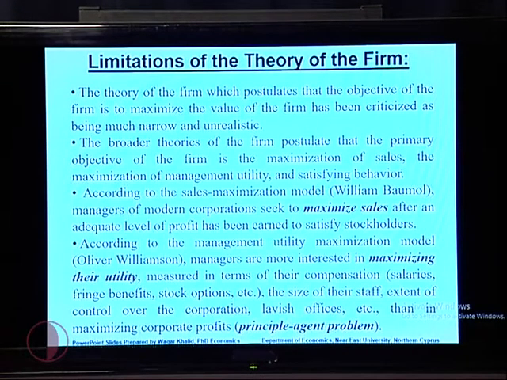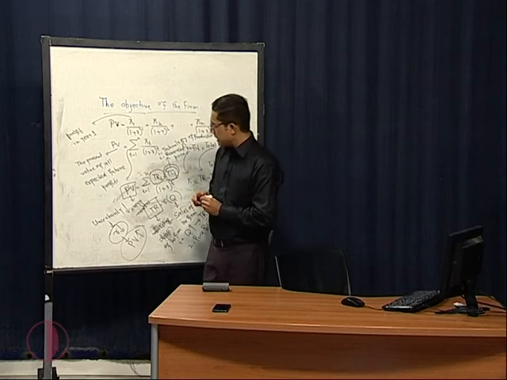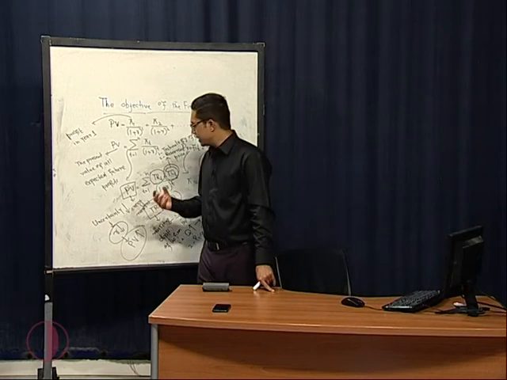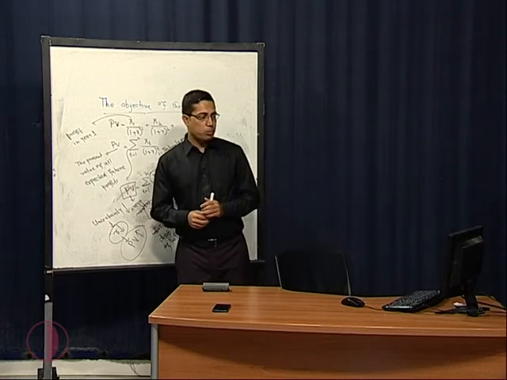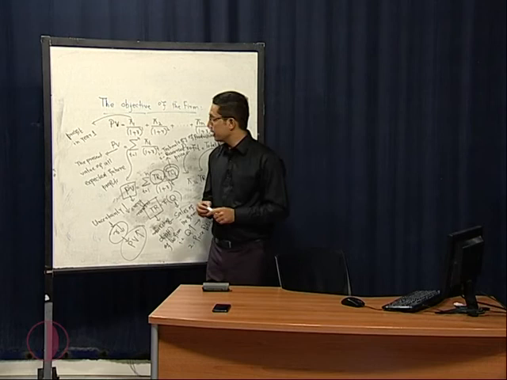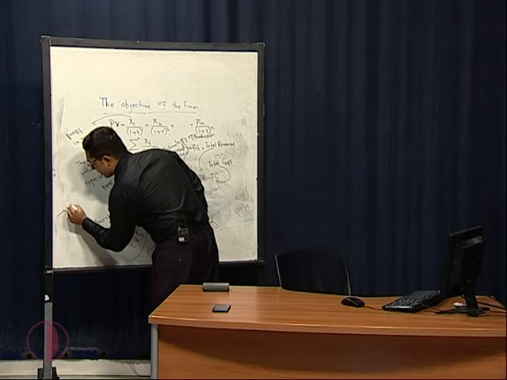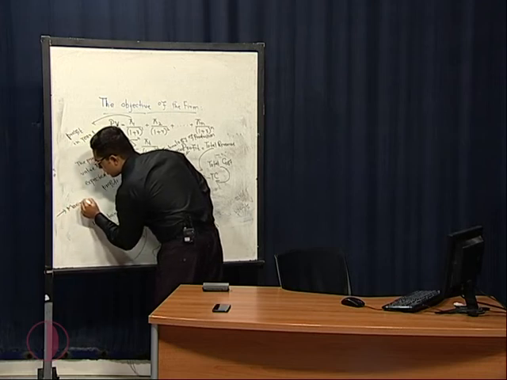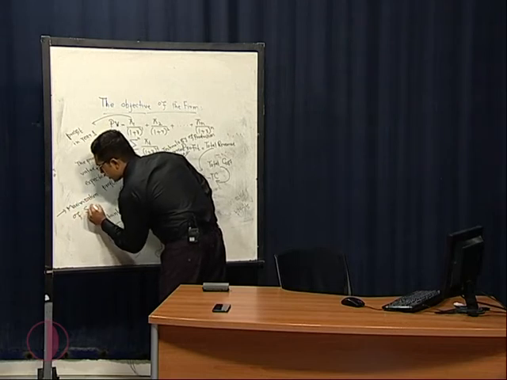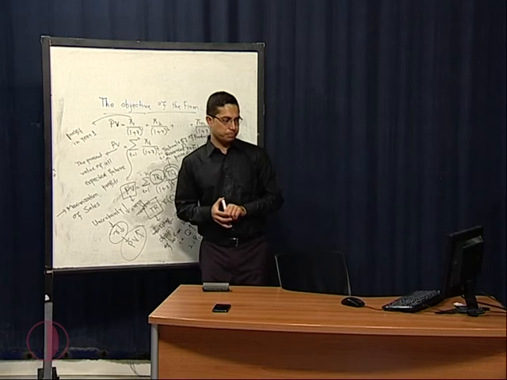This is a very narrow concept. It means that this is not the sole objective of the firm to get maximum output, to increase his wealth. The broader theories of the firm postulate that the primary objective of the firm is the maximization of sale. So, other theories say that maximization of sales is another objective of the firm.